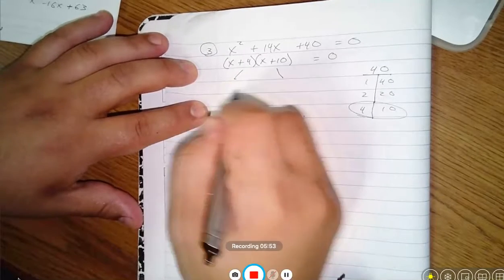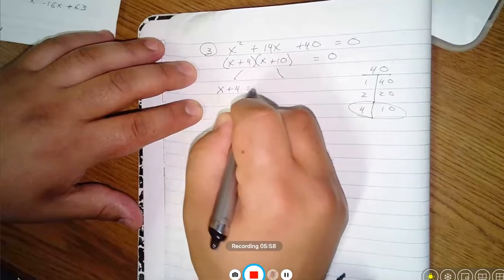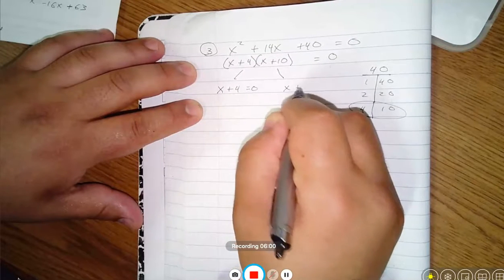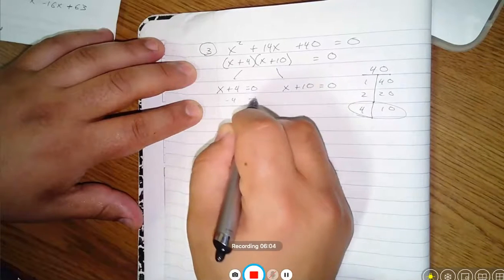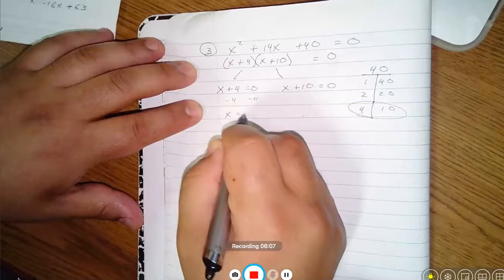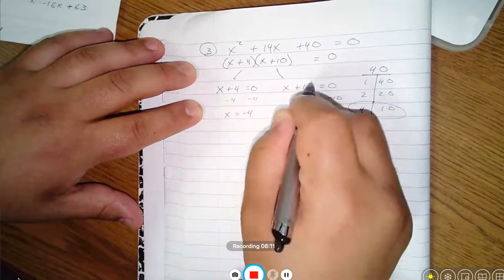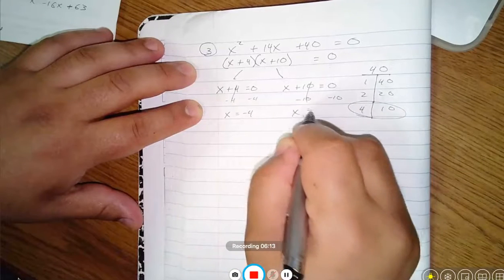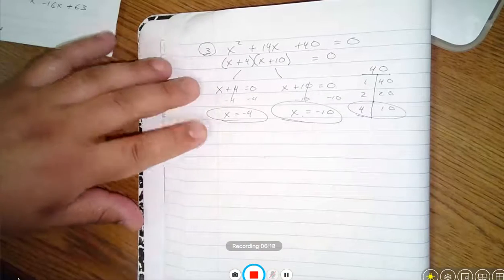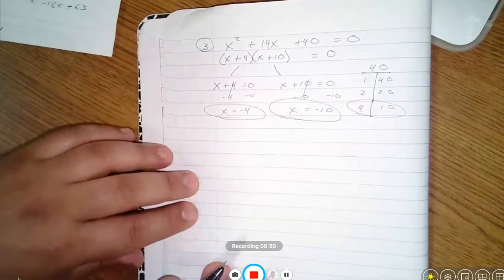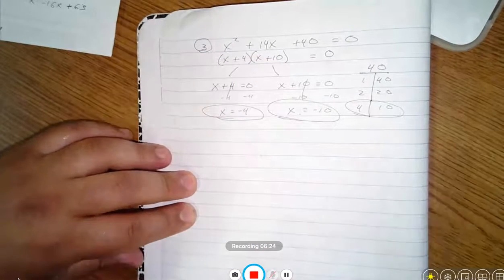Separate these out into two separate one-step equations. X plus 4 equals 0. X plus 10 equals 0. Subtract the 4 on both sides, so x equals negative 4. Subtract the 10 on both sides over here. That cancels. X equals negative 10. Again, two answers. Notice that every time we get two answers, it's equal to the number of exponents that we have in the equation.